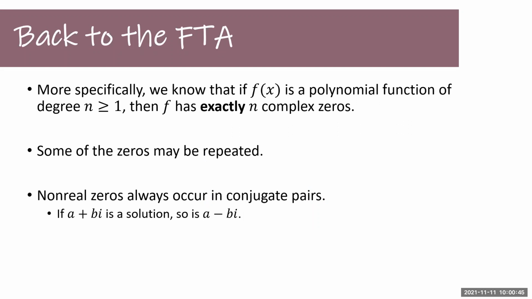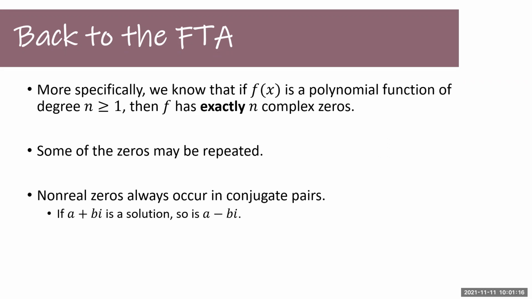So back to the fundamental theorem of algebra, more specifically, we know that if f of x is a polynomial with degree n, and again, n has to be at least 1, so linear or higher, then there are exactly n complex zeros. So if we have a 4th degree polynomial, that means that we have 4 roots. Again, the roots could be imaginary or complex. They could be all real or they could be a combination. Also, some of the zeros may be repeated.